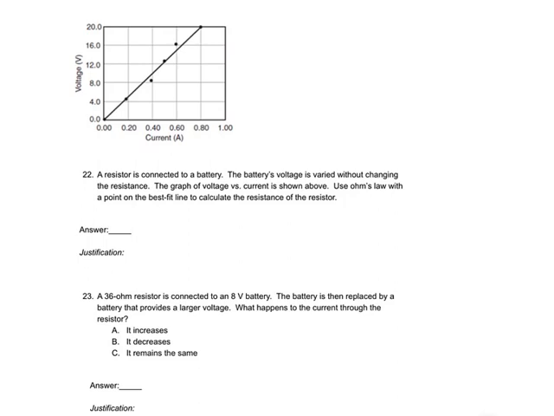Alright, 22. A resistor is connected to a battery. The battery's voltage is varied without changing the resistance. The graph of voltage versus current is shown above. Use Ohm's law with the point on the best fit line to calculate the resistance of the resistor. Alright, so this is a little trickier. The idea is that my resistance is constant, and this is actually kind of how you prove Ohm's law.